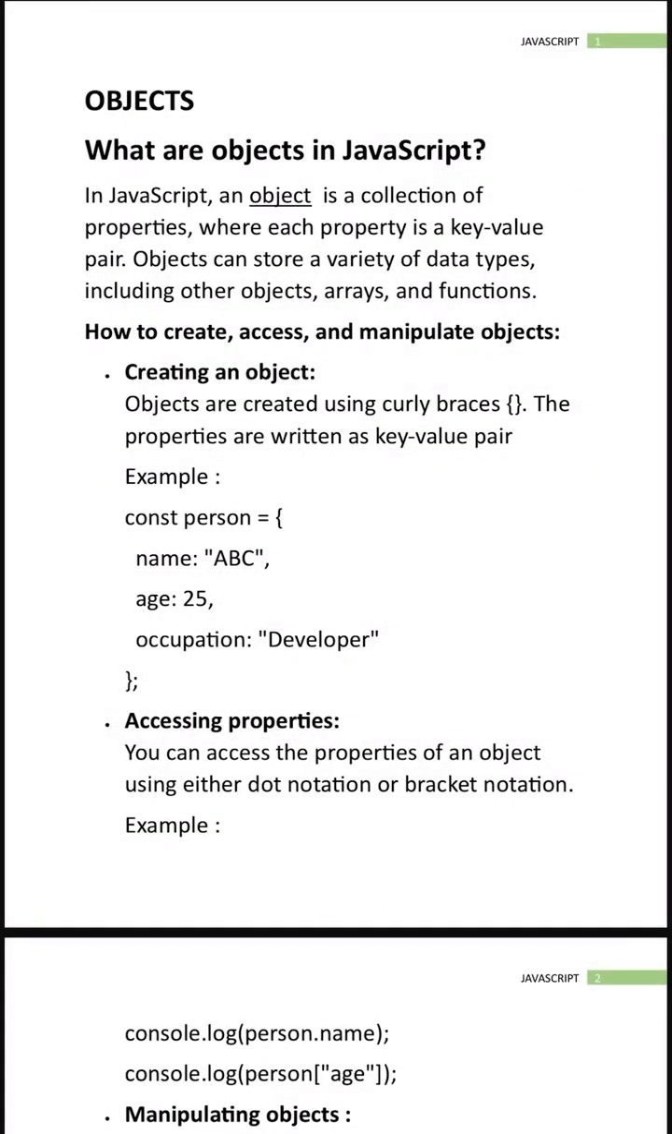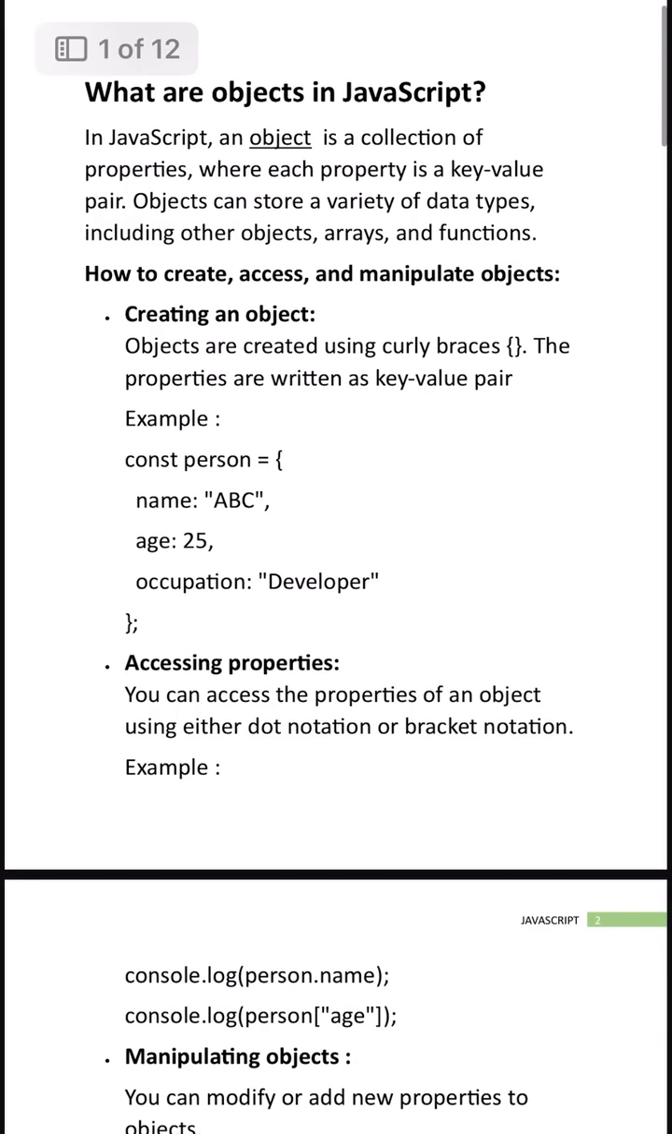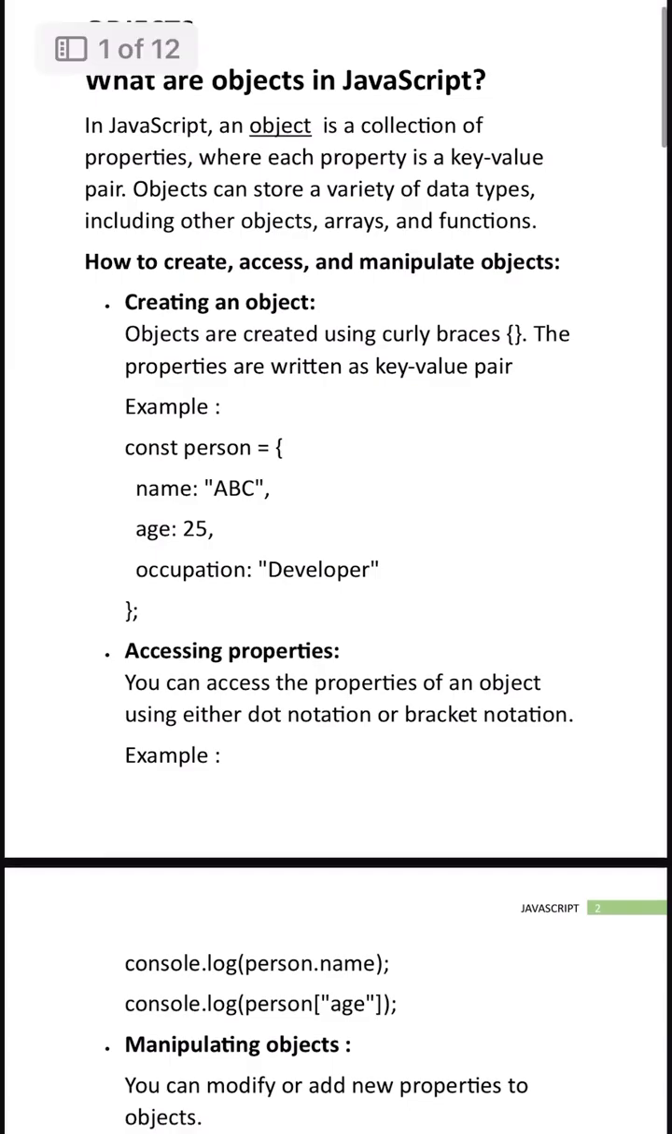of JavaScript. Objects. What are objects in JavaScript? In JavaScript, an object is a collection of properties where each property is a key value pair. Objects can store a variety of data types, including other objects, arrays, and functions. How to create, access, and manipulate objects.